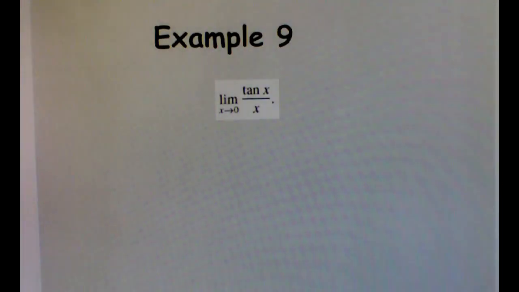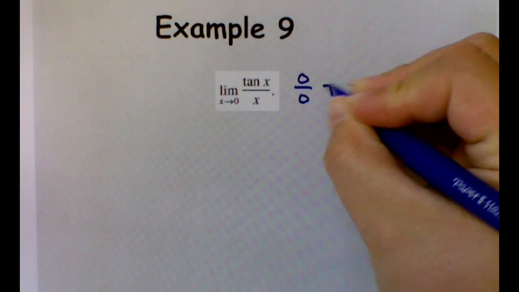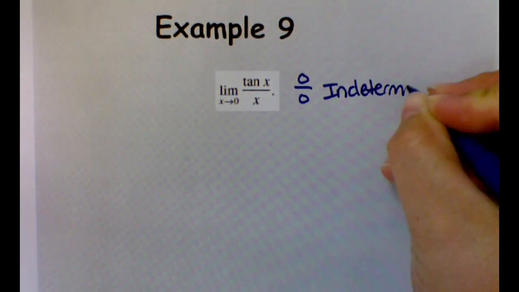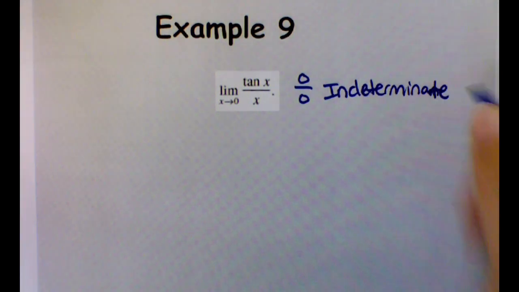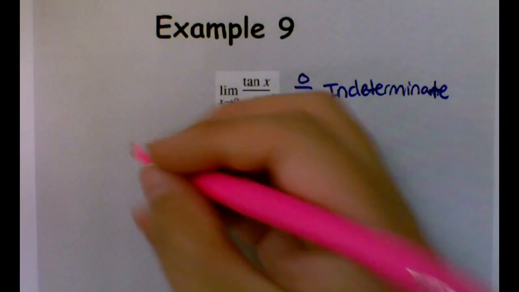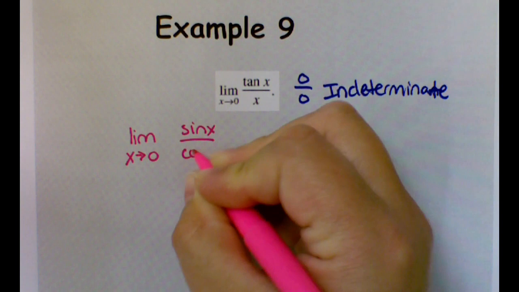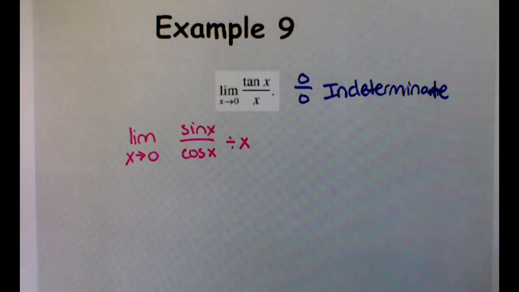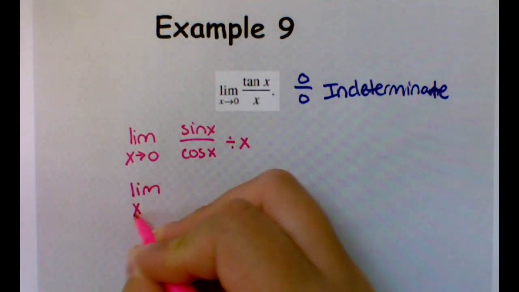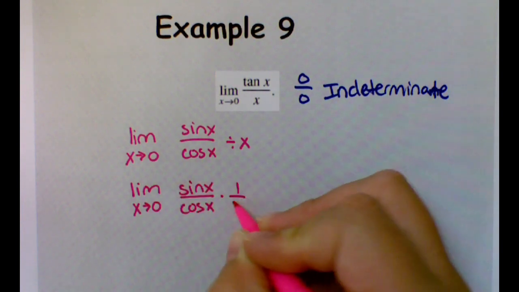So let's use some important pieces. Let's rewrite this expression, because tangent of 0 is 0 over 0. We'd get 0 over 0, which is indeterminate. So instead, let's rewrite it. Tangent of x, well, that's sine over cosine, divided by x. And let's actually make that sine of x over cosine of x times 1 over x.